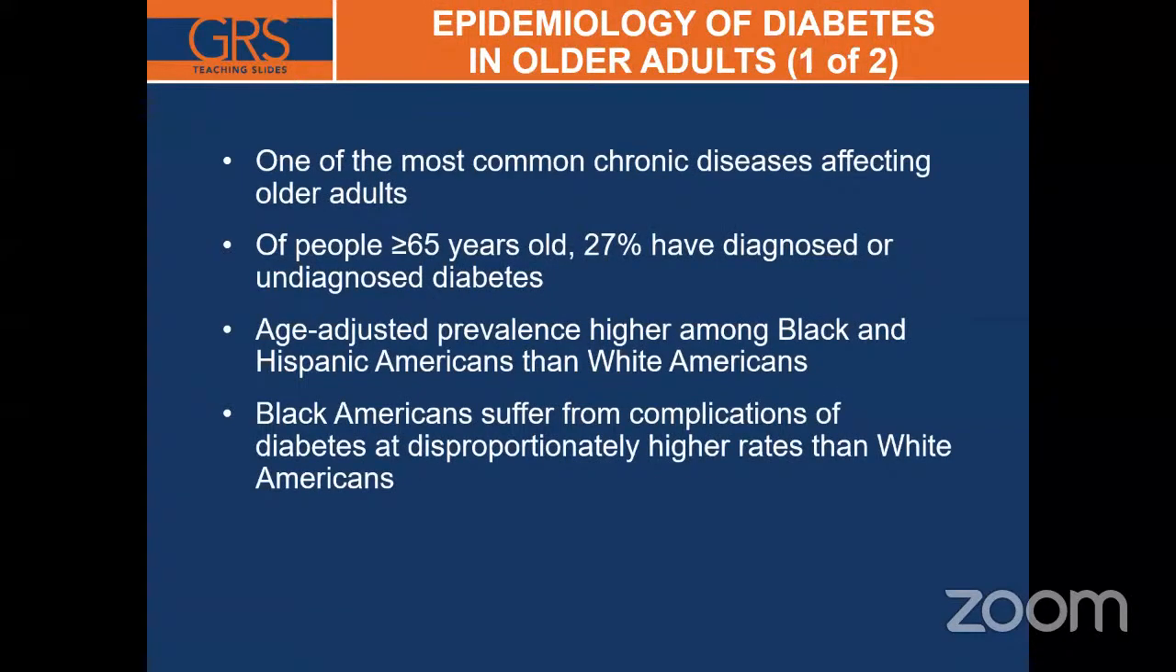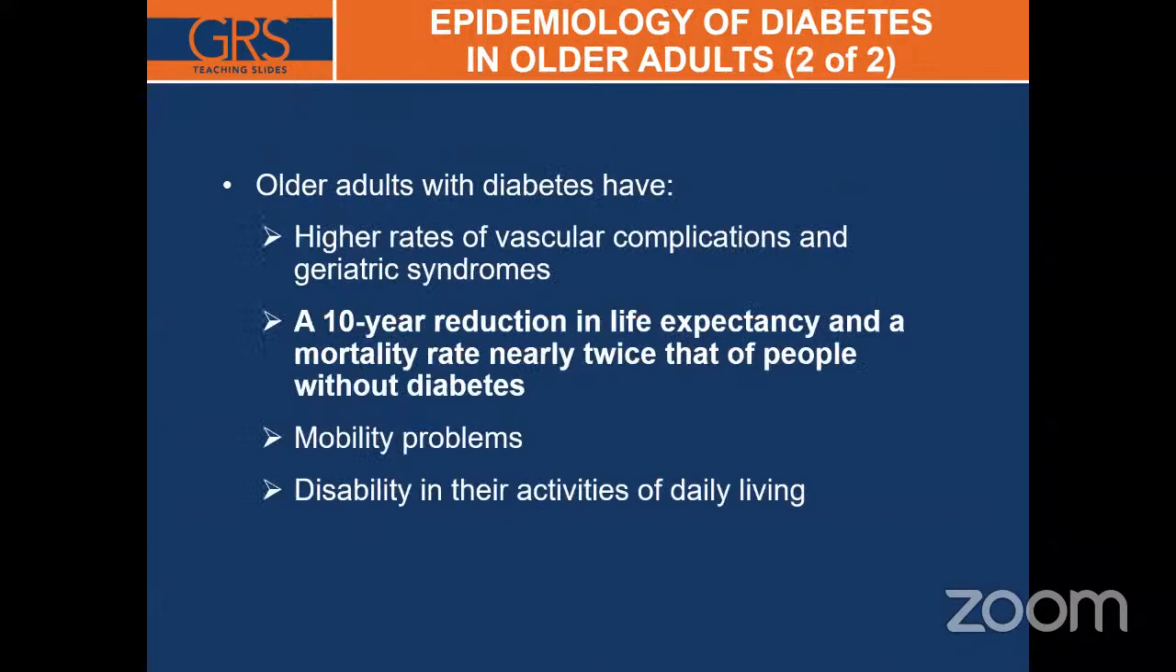Now we will start to talk about epidemiology. One of the most common chronic diseases, as we all know, affecting older adults: of people 65 or more years old, 27% have diagnosed or undiagnosed diabetes. Age-adjusted prevalence is higher among Black and Hispanic Americans than white Americans. African Americans suffer from complications of diabetes at a disproportionately higher rate than white Americans. Older adults with diabetes have a higher rate of vascular complications and geriatric syndromes.